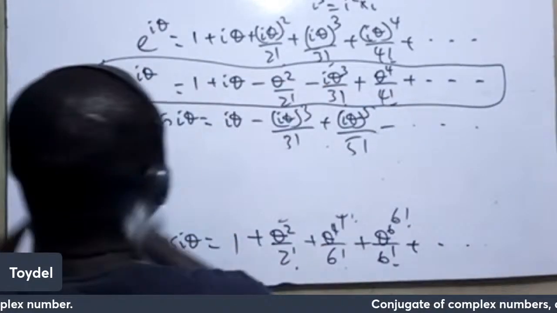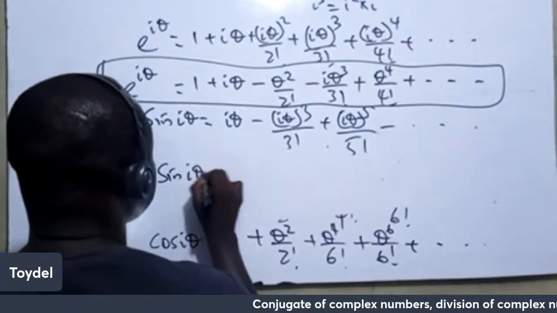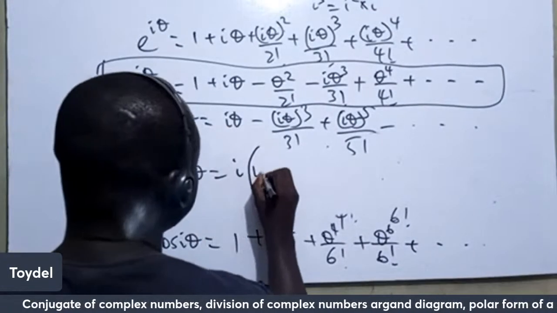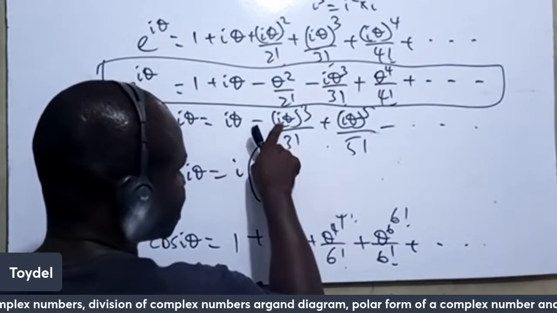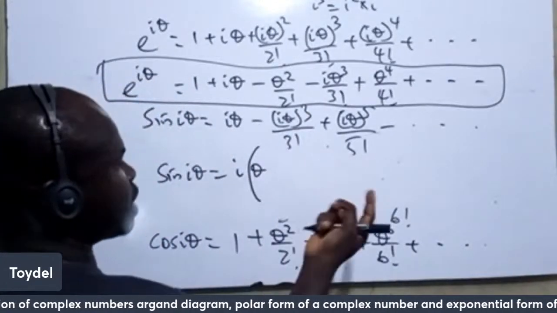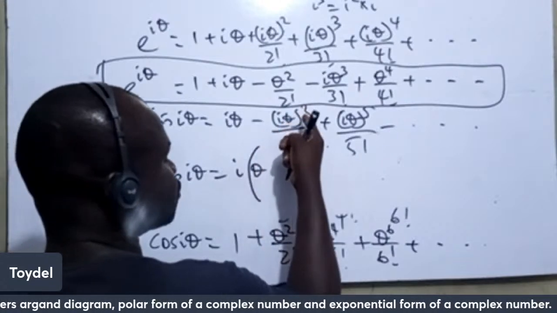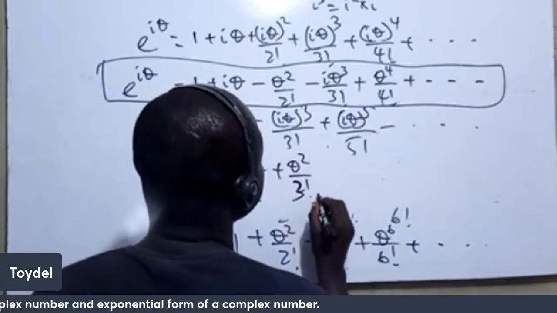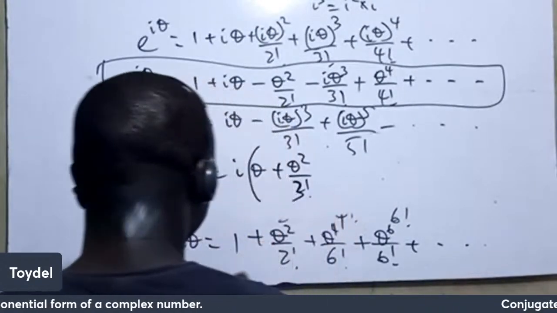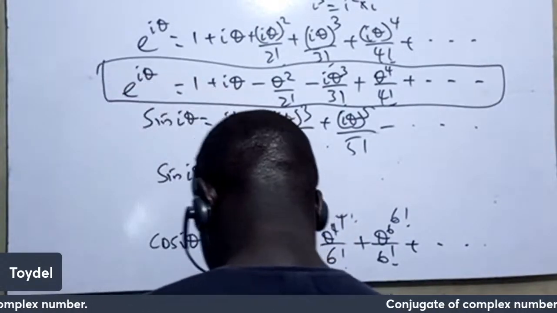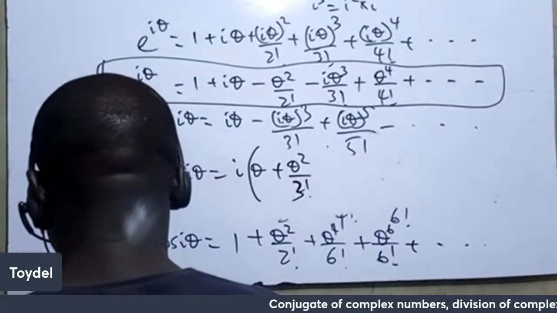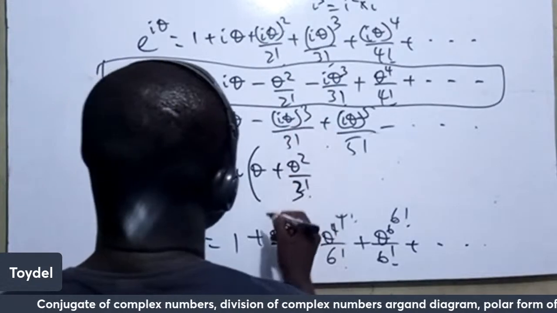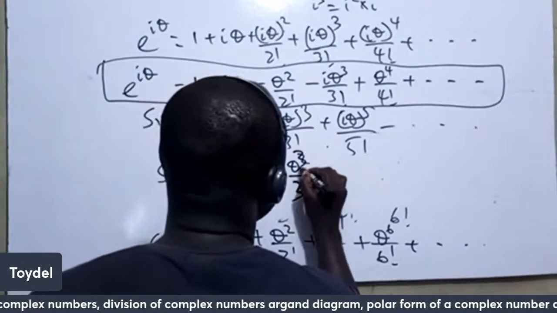But if I expand sine theta now, this will give me, I can bring out i outside. Then I'll be left with theta here. If I bring out i here, i raised to power 3, so once I bring out 1, I'm going to have i squared. i squared is -1. So I'm going to get minus theta cubed all over 3 factorial here.